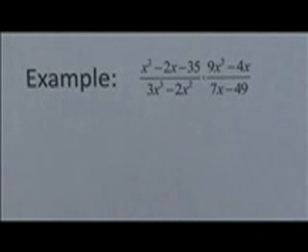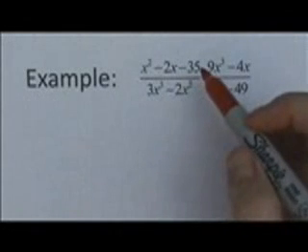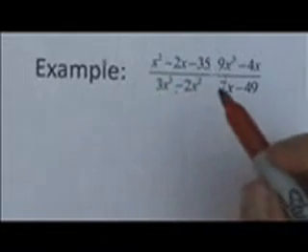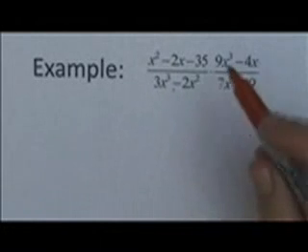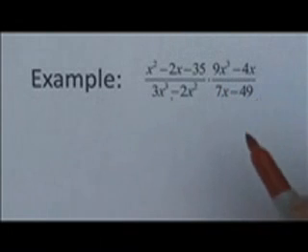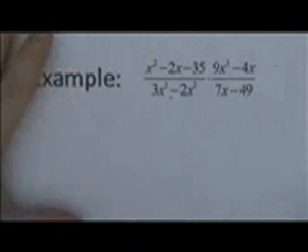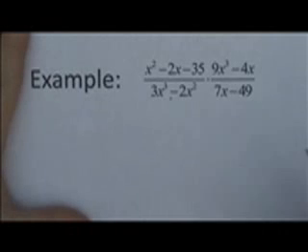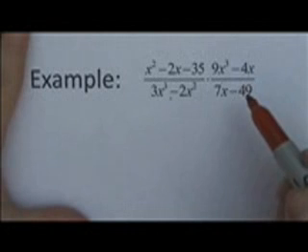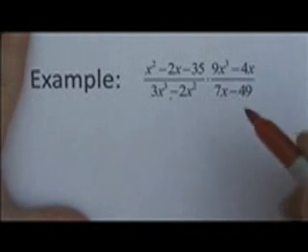Okay, here's our multiplying example. First we have x squared minus 2x minus 35 over 3x cubed minus 2x squared, times 9x cubed minus 4x over 7x minus 49. Now remember, when we're factoring, the first thing we always want to look for is the greatest common factor. Plus, on these, I want to look for my easy one. This 7x minus 49 looks like a pretty easy one to factor, so I'm going to start with that one.